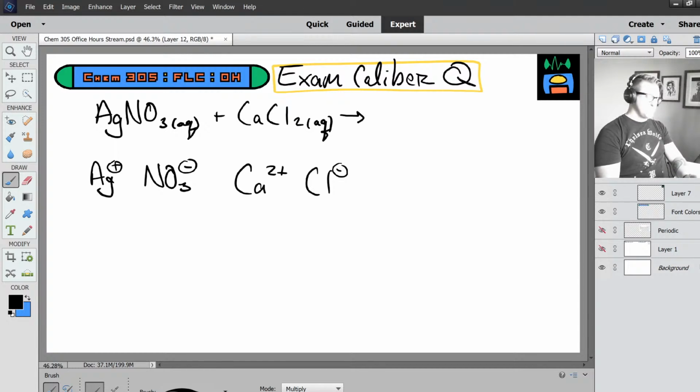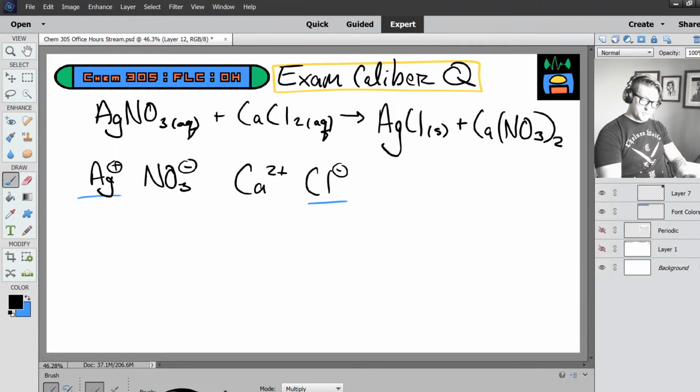And then this produces silver chloride. Again, these pair up in a 1-to-1 ratio because positive 1, negative 1. And then aqueous calcium nitrite. We need 2 nitrites to pair with calcium because of our charges, and so we have to put that in parentheses because it is a polyatomic ion.